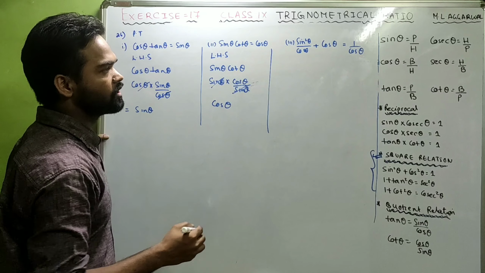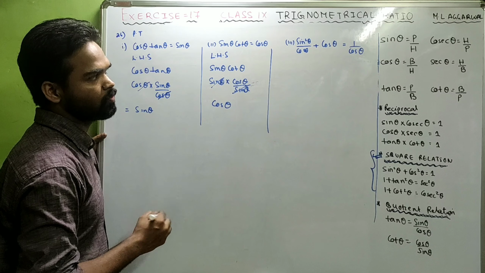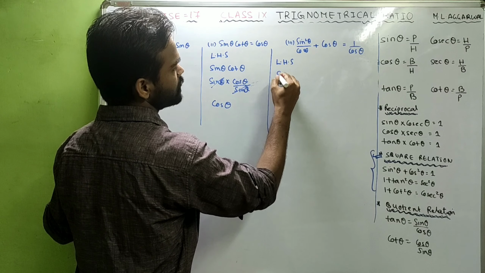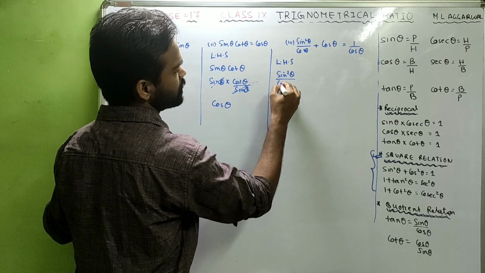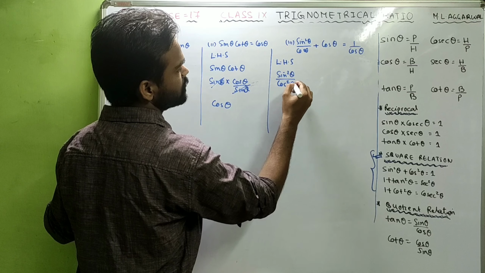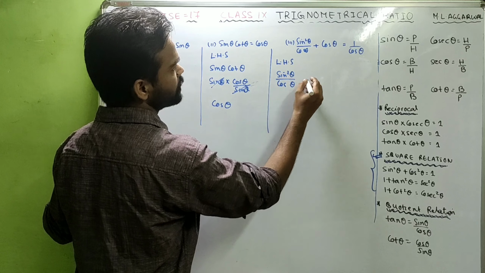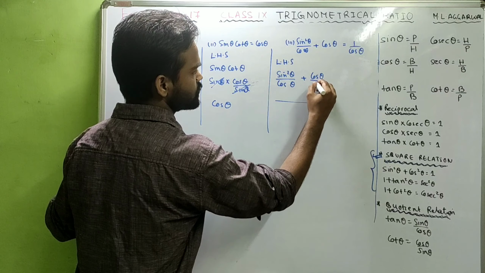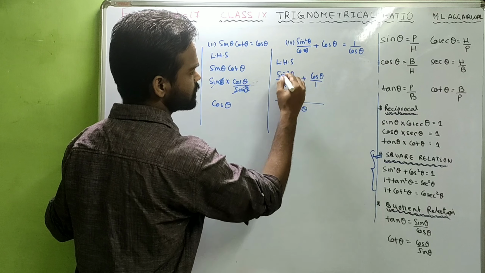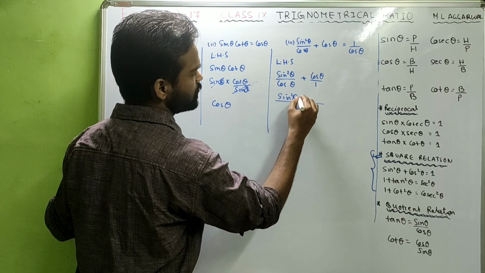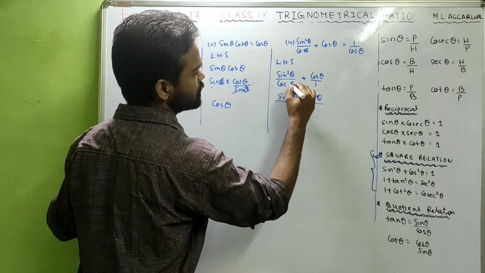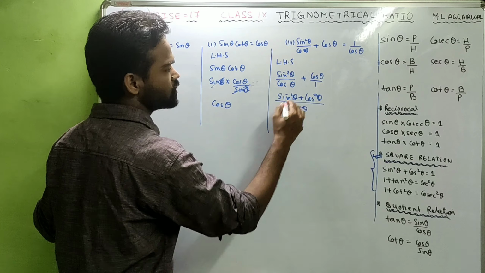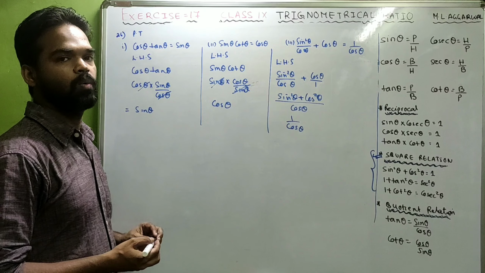Next, sin square theta by cos theta plus cos theta equals 1 by cos theta. Take the left hand side: sin square theta by cos theta, plus cos theta. Take LCM, so that's cos theta. So that's sin square theta plus cos square theta. This is 1 by cos theta, because sin square theta plus cos square theta is 1.